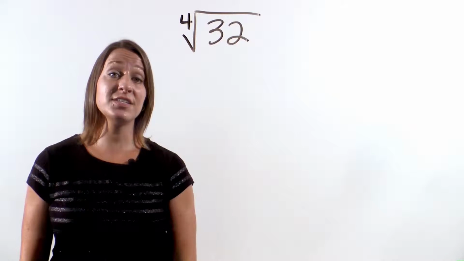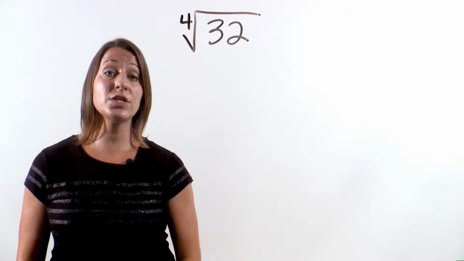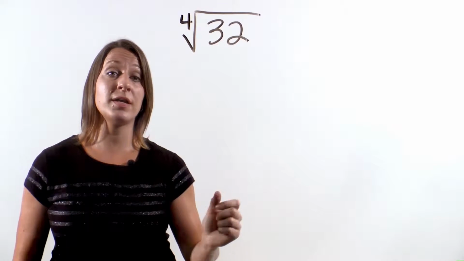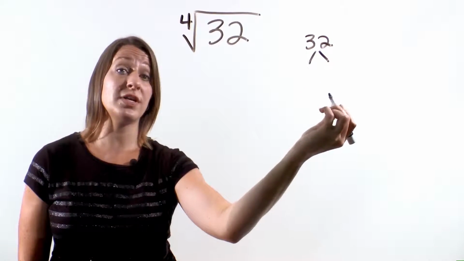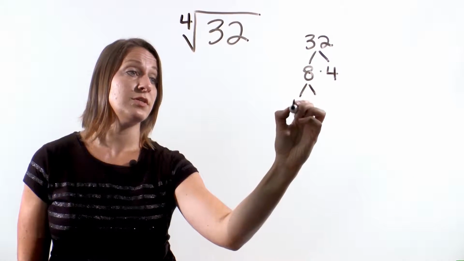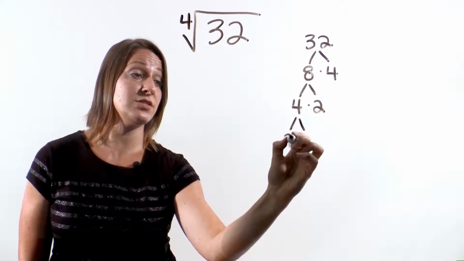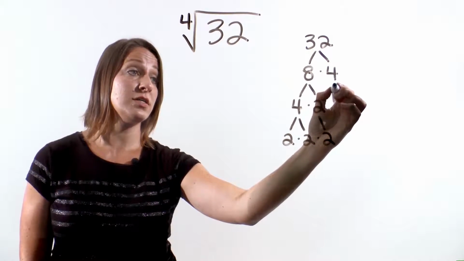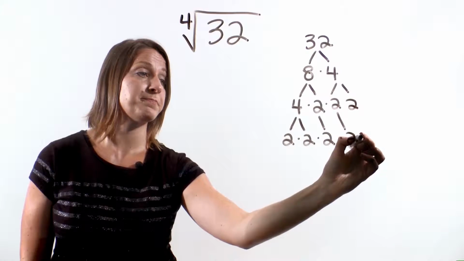Okay, next, let's look at this problem. This is the 4th root of 32. So we're going to do the same thing, except this time we're going to look for groups of 4 at the bottom line of our factor tree. We're going to take 32, which breaks down to 8 times 4. We can break the 8 down to 4 times 2. And this 4 breaks down to 2 times 2. And we'll bring that 2 down. This 4 also breaks down to 2 times 2. And we need to bring those 2s down to the bottom.